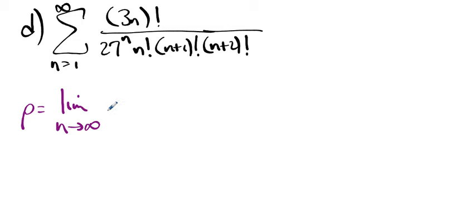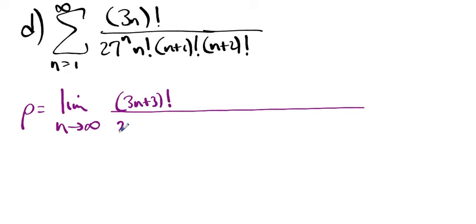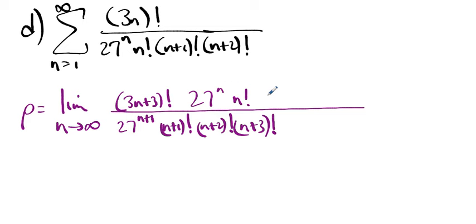Consider the limit as n approaches infinity, then you have this mess, the n plus 1th term. So the n plus 1th term would have 3n plus 3 factorial, 27 to the n plus 1, n plus 1 factorial, n plus 2 factorial, n plus 3 factorial, then divided by the nth term. So divide by the nth term. Denominators become numerators, and numerators become denominators, multiplying by a reciprocal.